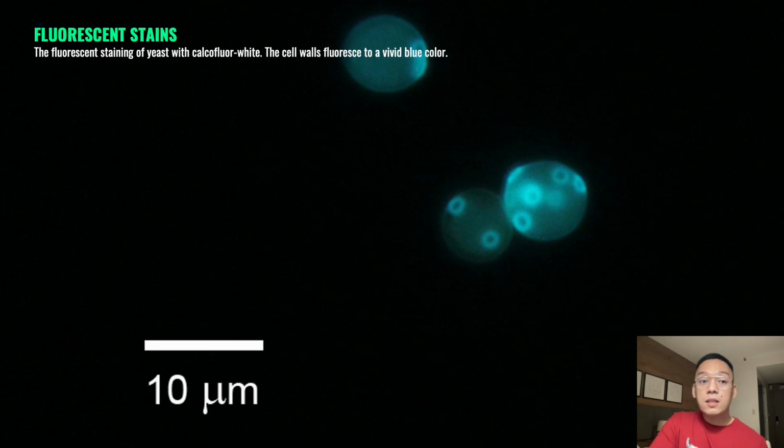Calcofluor white is used to detect fungal elements and Pneumocystis species. The stain binds to cellulose and chitin that are found in the cell walls of fungi. Microscopists can mix the dye with potassium hydroxide, because a lot of laboratories have been replacing the traditional potassium hydroxide with this staining.